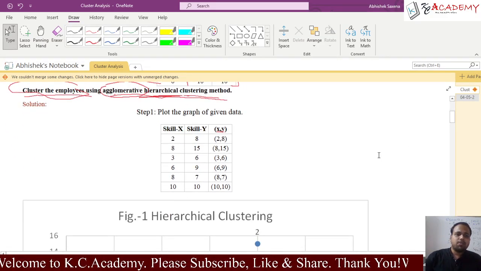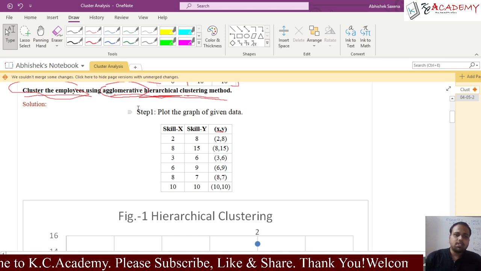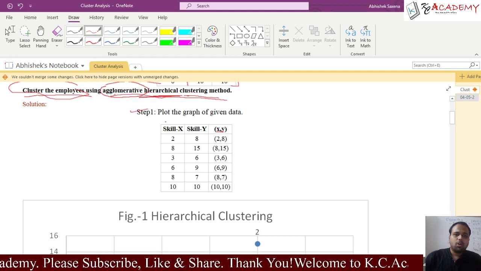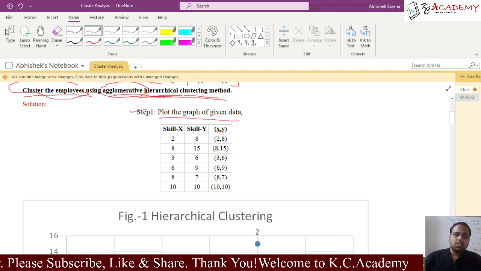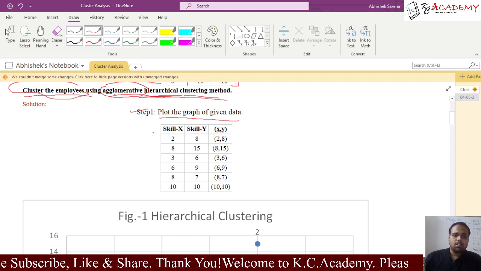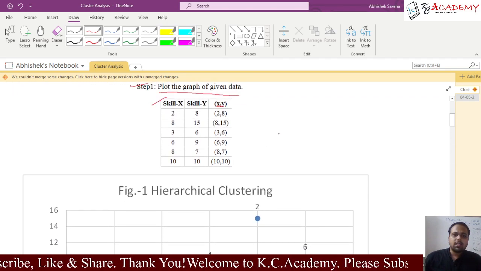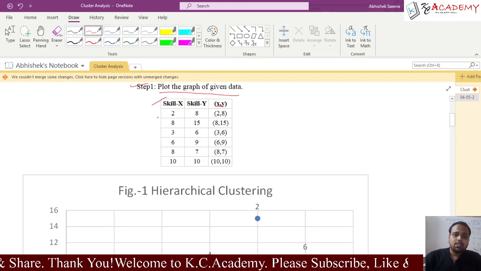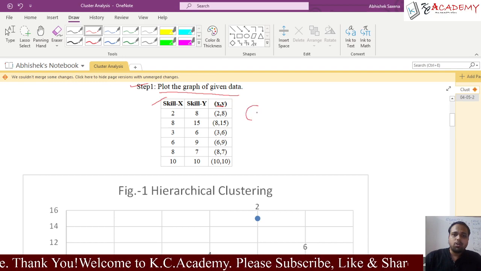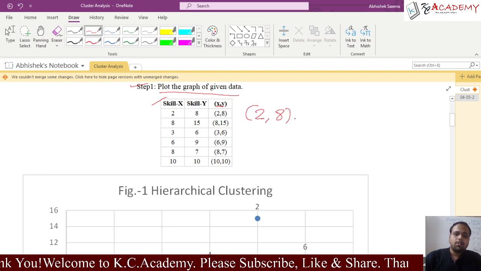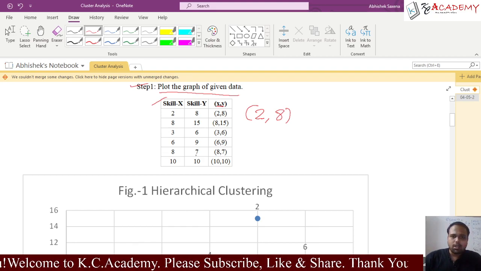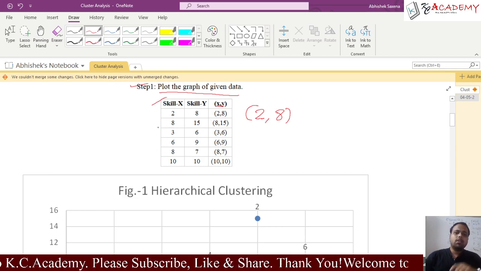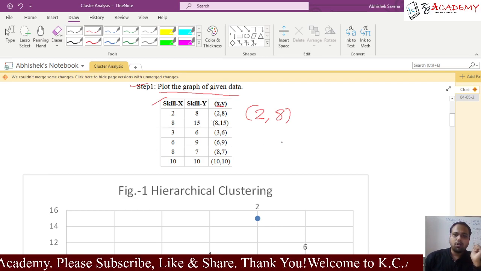So step 1, how will you solve this one? What is the first step? Step 1 is to plot the graph of the given data. What is the given data? You can see here skill X and skill Y, and you can draw the graph. For example, the first point is given as 2,8, so you have to plot 2,8. No need to explain how to plot, you know how to plot the graph. By using all these points, you can plot the graph.